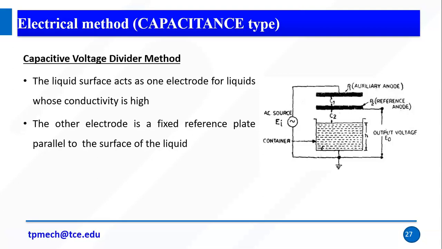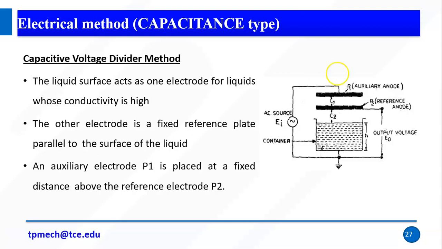The liquid surface acts as the electrode for liquid whose conductivity is high. The other electrode is a fixed reference plane parallel to the surface of the liquid. An axial electrode P1 is placed at a fixed distance above the reference electrode P2. So இது ஒரு electrode, இது ஒரு electrode. Water level electrode, reference electrode, axial electrode. So the distance between the water level electrode and the reference electrode makes capacitance C2 change. The distance between this reference electrode and the auxiliary electrode makes C1 change.